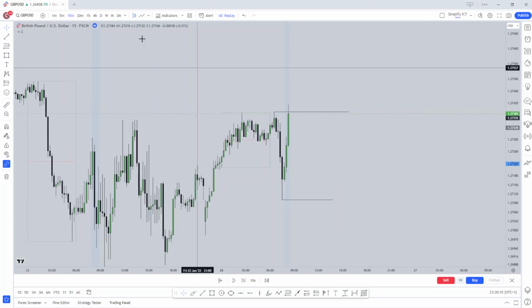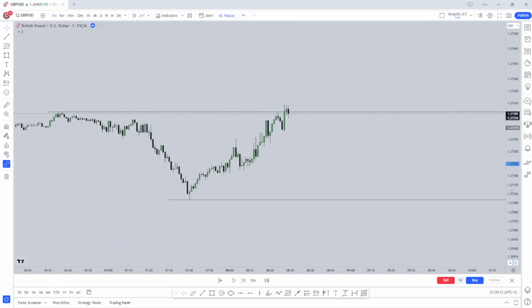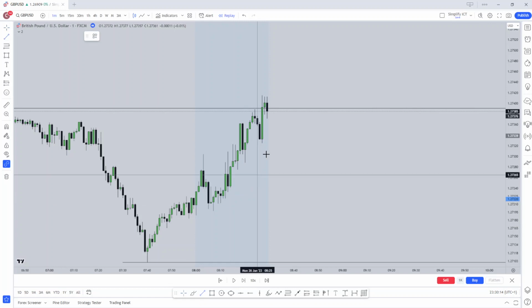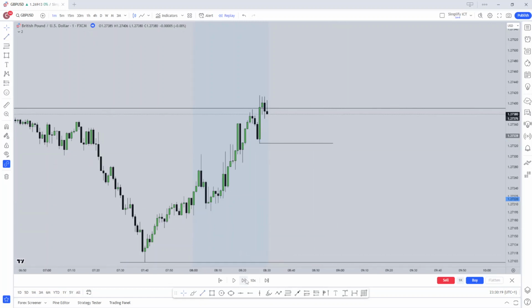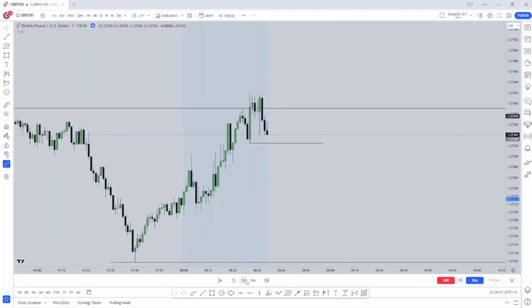So as you can see, price is taking this out, so we drop down to the 1 minute. What we're waiting for, a valid break of structure. What's the valid break of structure level? This area over here, as you can see. So waiting for a break of structure of this. Price breaking this.